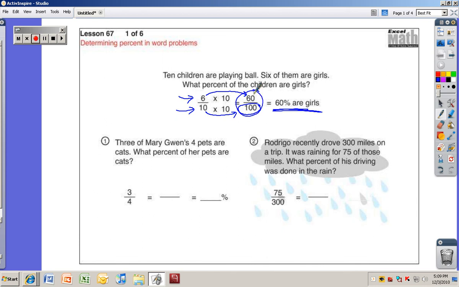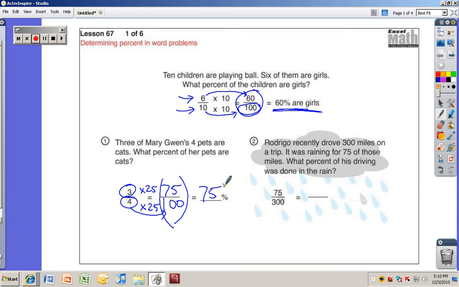Let's try this next one here. Number 1, 3 of Mary Gwen's 4 pets are cats. What percent of her pets are cats? 3 out of 4 are cats. Well, to change it into a percent, it's got to be out of 100. How do we go from 4 to 100? We multiply by 25. 3 times 25 is 75. 75 out of 100 is the same thing as 75%. Okay, you go ahead and try number 2.